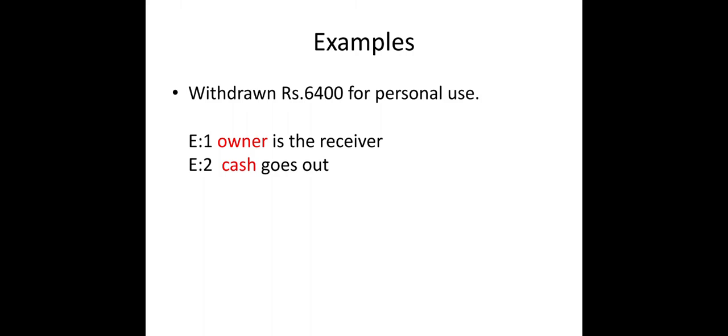Okay, now what about name of account? So name of account is like this. Whenever owner is the receiver, name of account is drawings account. Okay, so drawings account, we cannot write owner account. So clear? So if owner is the receiver, we should write drawings account, and if cash goes out, we can write cash account.